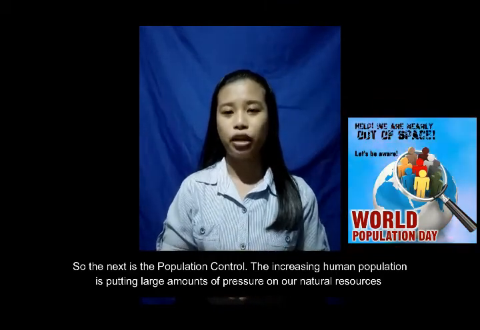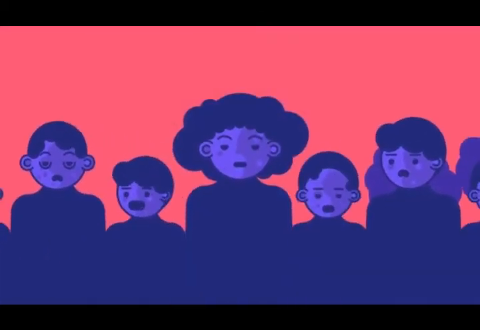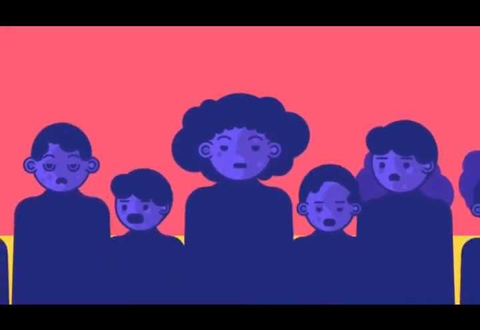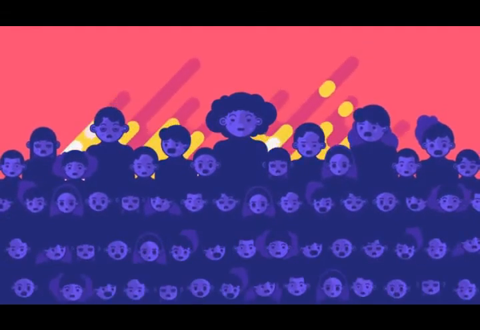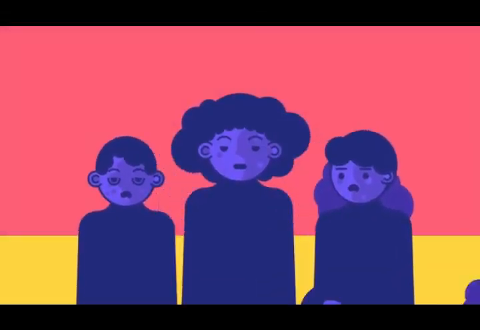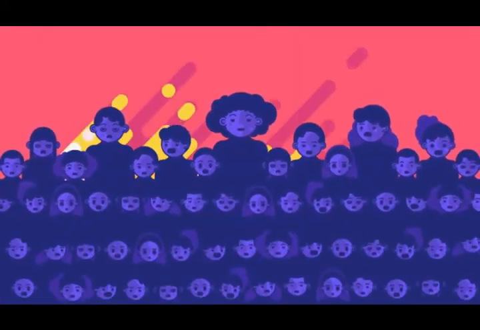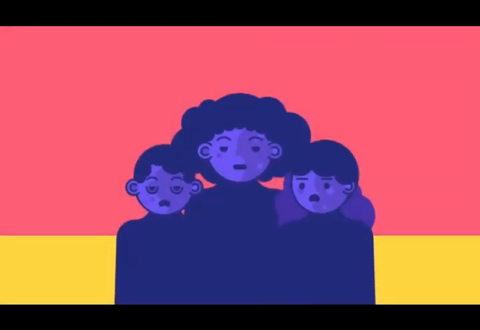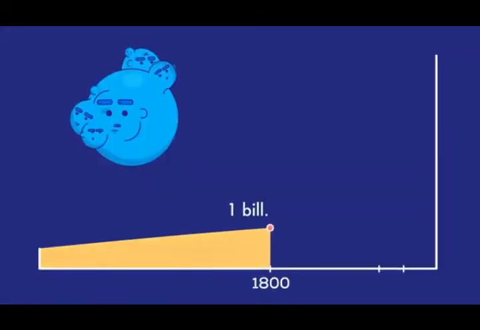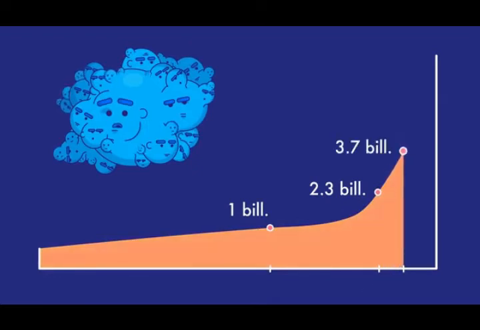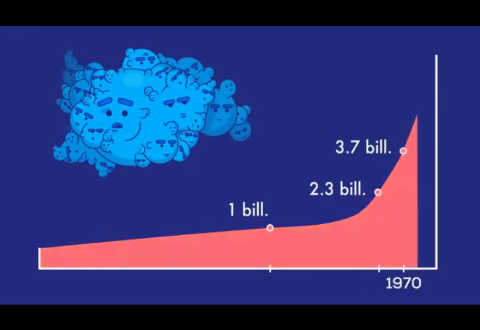So the next is population control. The increasing human population is putting large amounts of pressure on our natural resources and is contributing to climate change, leading many people to call for increased population control, especially for poorer communities. While the world's resources are limited, increasing population figures are adding pressure on both our available resources and the rate of climate change. The human population has doubled since 1960 and currently stands at 7.7 billion. The United Nations estimates that it will continue to 9.8 billion by 2050.